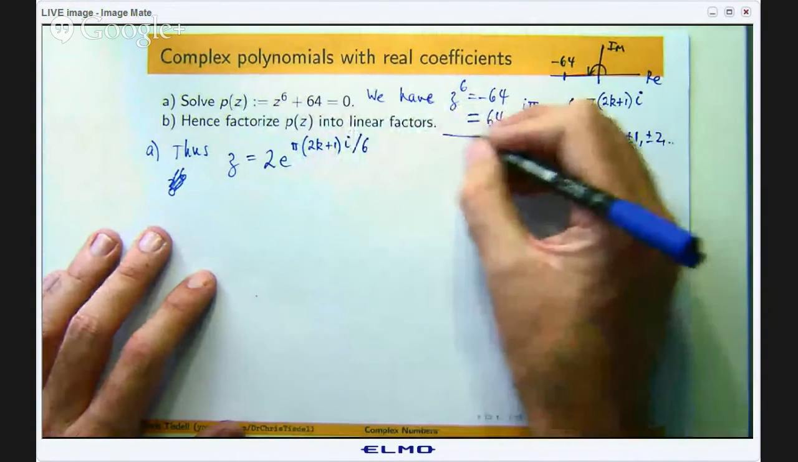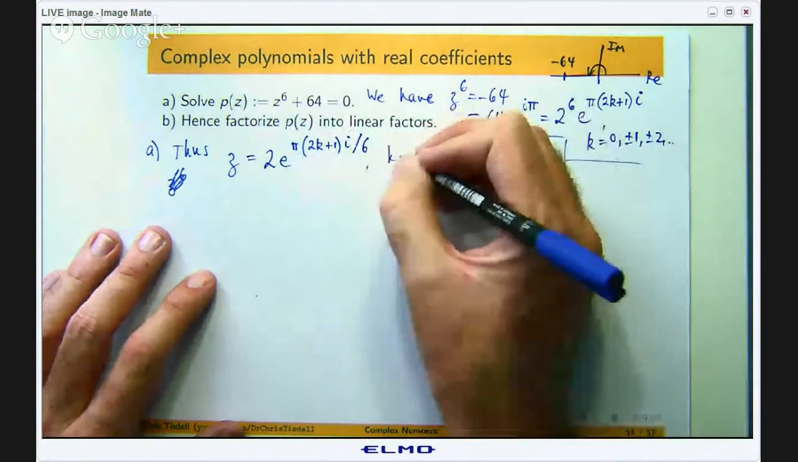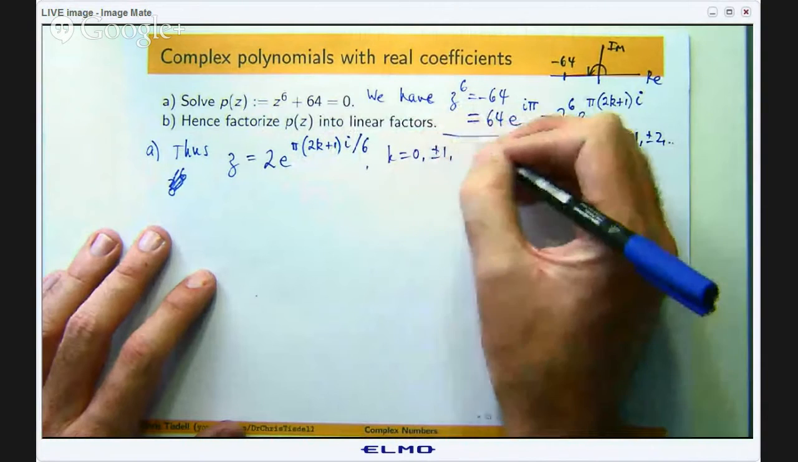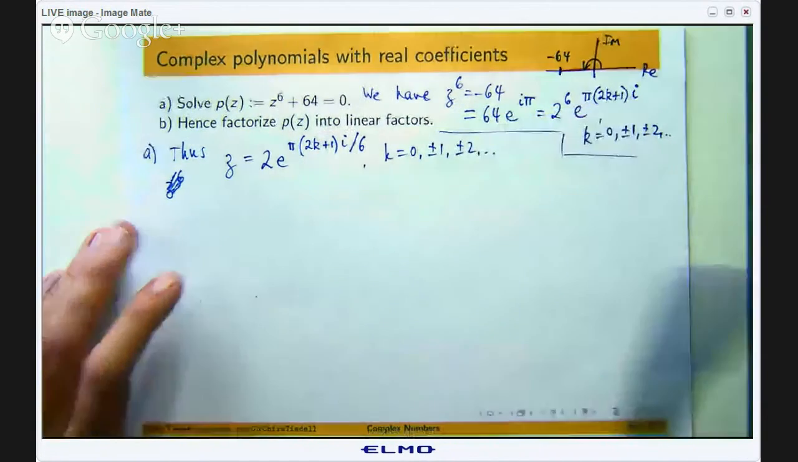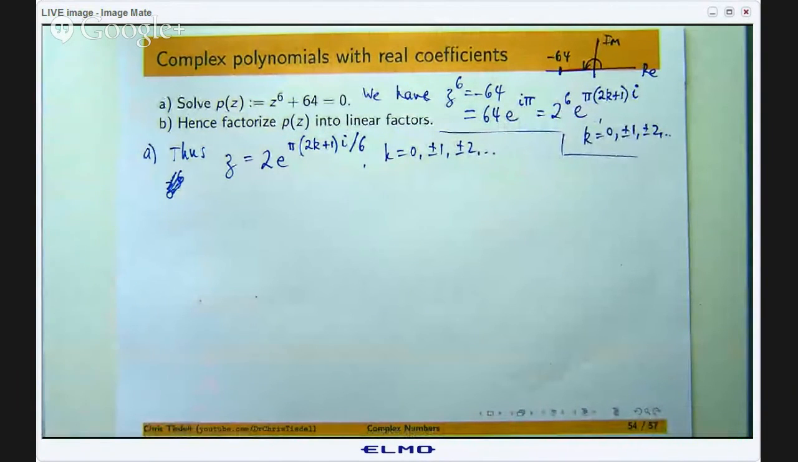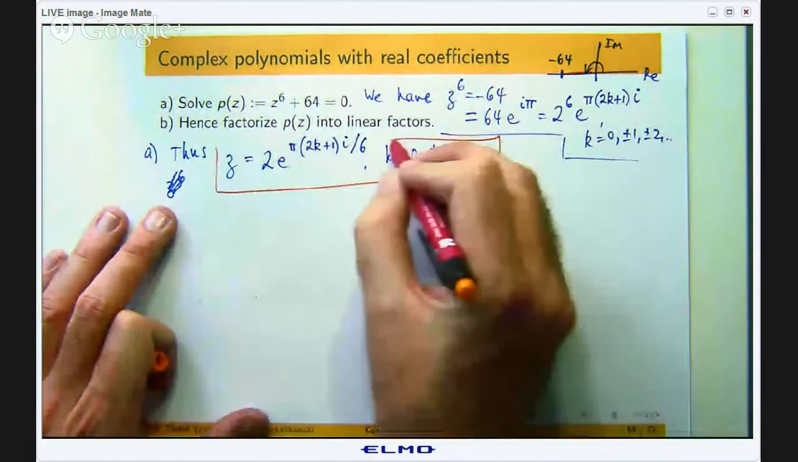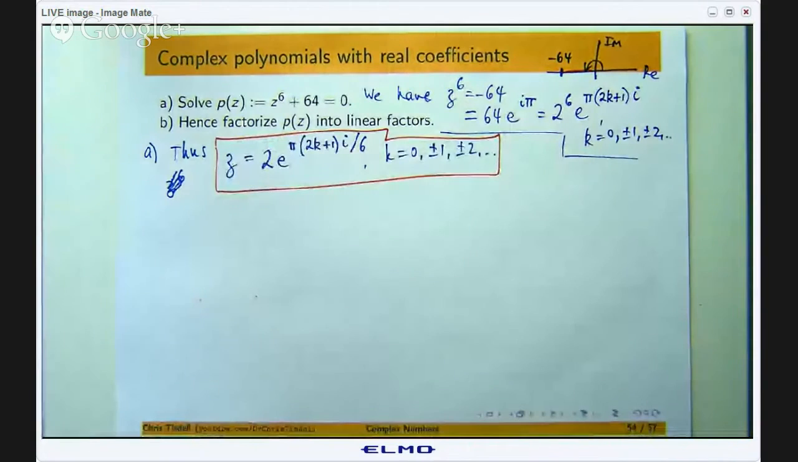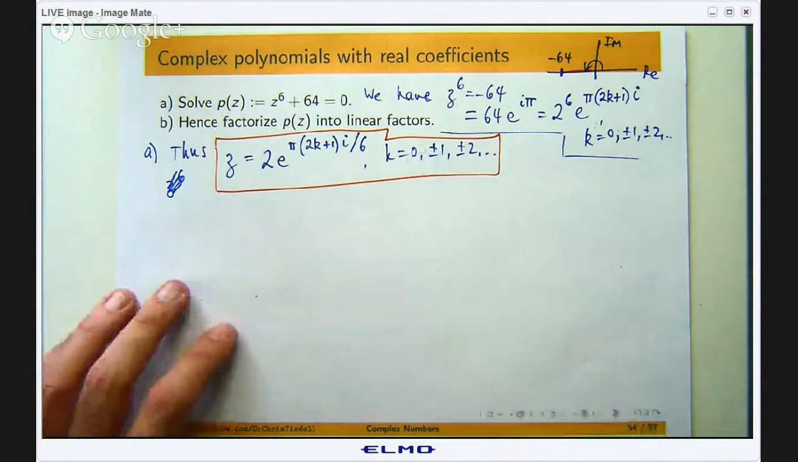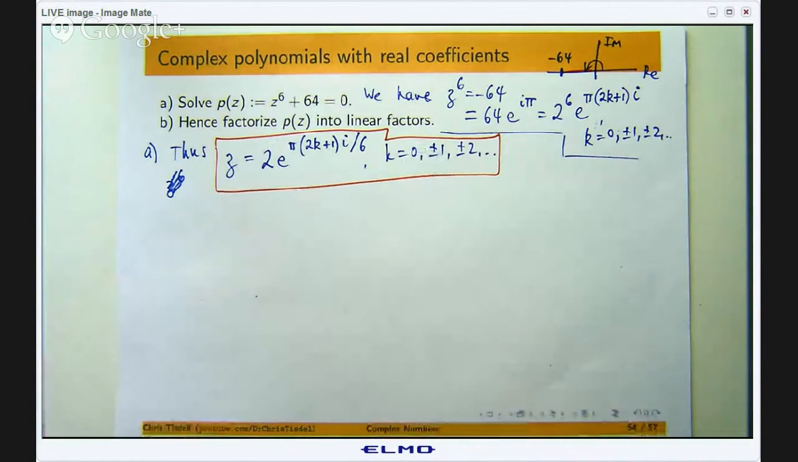Okay, and this is, again, true for k equals 0, plus or minus 1, plus or minus 2, etc. So here then is a sequence of solutions to our problem. Now some of these values of k are going to give identical solutions. So what we're going to do is start with the simplest values of k and write out 6 solutions to our problem.